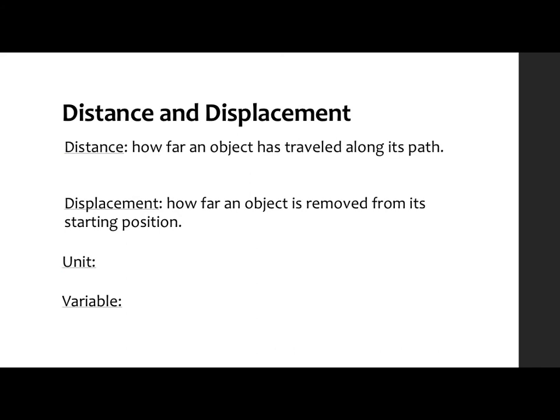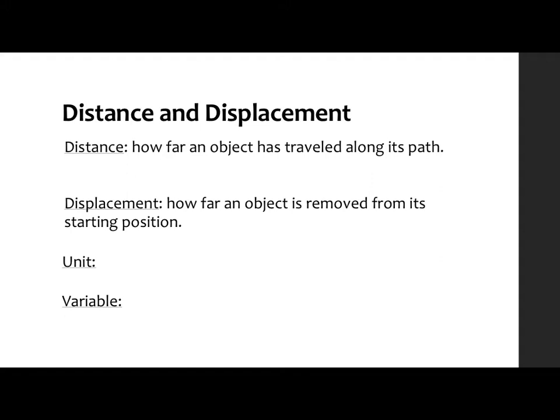So here, two different quantities. Distance talks about how far an object has traveled along its path, whereas displacement is about how far it is removed from its starting position. So, what does that mean? Don't they talk about the same thing?